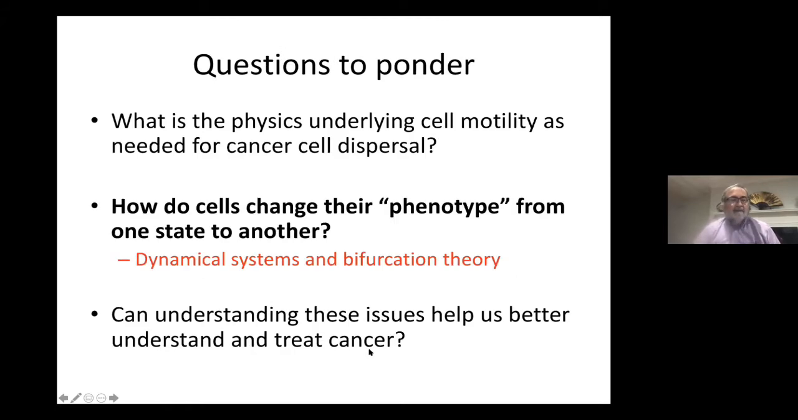So now we have to go back and look at the cells at the edge of the tumor that are supposed to be changing their phenotype from one state to the other. And how can we describe that? And how can we understand under what circumstances we're going to expect one type of motility versus another type of motility being relevant for metastasis?